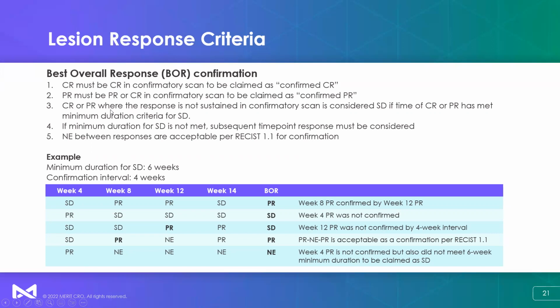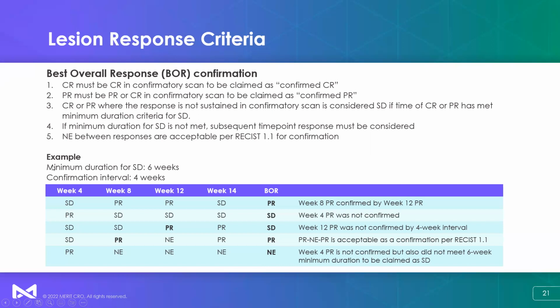A CR or PR where the response is not sustained in a confirmatory scan is considered a stable disease if the time of the CR or PR has met the minimum duration criteria for stable disease. If the minimum duration of stable disease is not met in number 3, then the subsequent time point response must be considered. If there is no subsequent time point response available, that usually becomes not evaluable. And for number 5, not evaluable between responses is acceptable per RECIST 1.1 for confirmation. And this would also have specific information in our bottom table here.